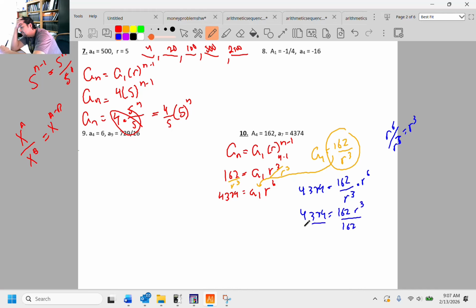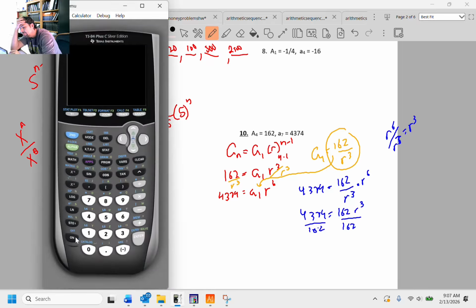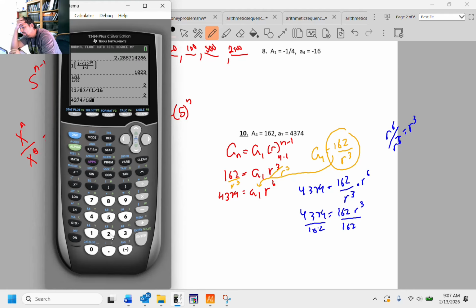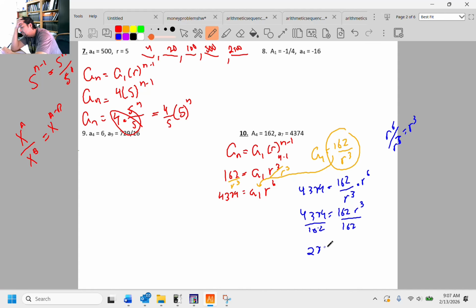Divide out the 162, and I wish I could tell you what that was. If I wasn't so sleepy, I probably could. But I can still push buttons on a calculator. It's 27. And I'm glad it's 27, because I know that the cubic root of 27 is 3. So there you go. I have r.